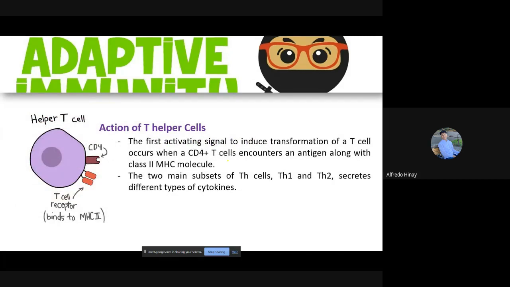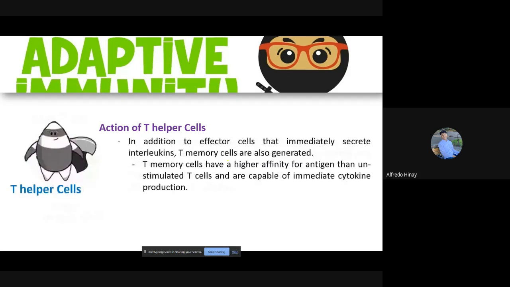Then let's move to your T helper cells. With your T helper cells, the first activating signal to induce the transformation of your T cell occurs when the CD4 T cells encounter an antigen along with your class 2. Yan. Diba? Kasi yung sa cytotoxic cells, class 1. Pag si helper cells, class 2. The two main subsets of your TH cells or T helper cells is your TH1 and your TH2, where we were able to cover that one with your cytokines.